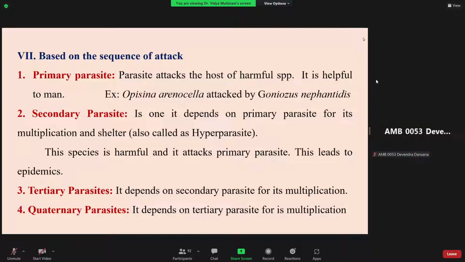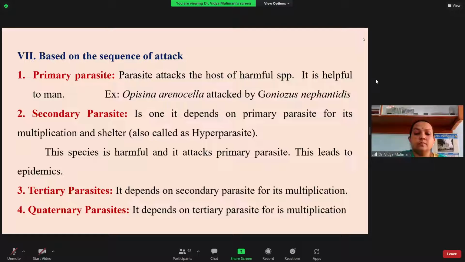Yes, ma'am. Okay. Then any other doubts? Flesh flies, body structure, how you can find easily.